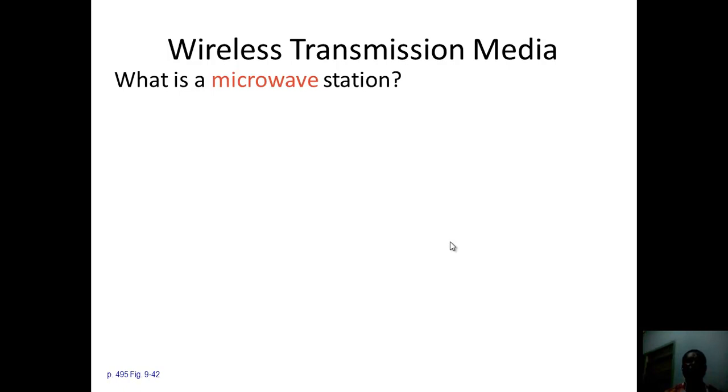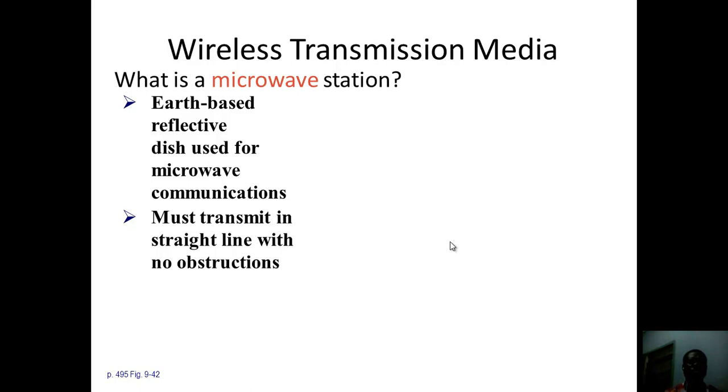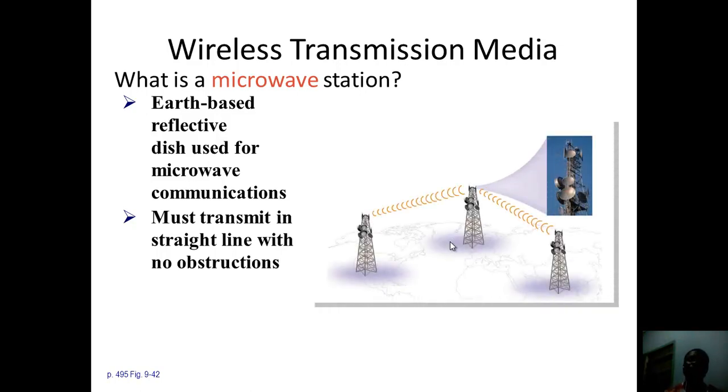Then we have the microwave station. These microwave stations are Earth-based reflective dishes used for microwave communication. That's what you refer to as satellite, but they are not satellite. So you see the towers there with a dish, concave in nature, and they transmit data from one device to another. Have you seen these pictures before? They beam large amounts of data from one of such devices to another, and they receive and retransmit to other areas.